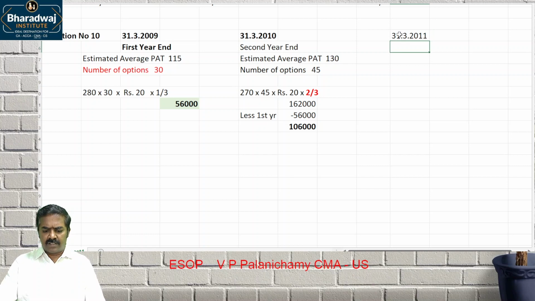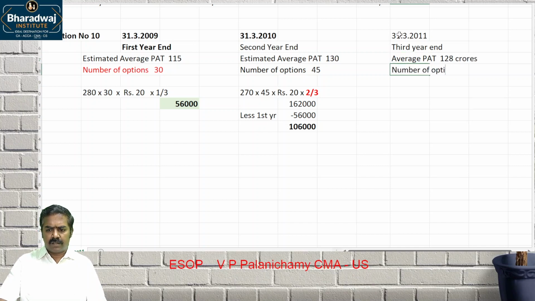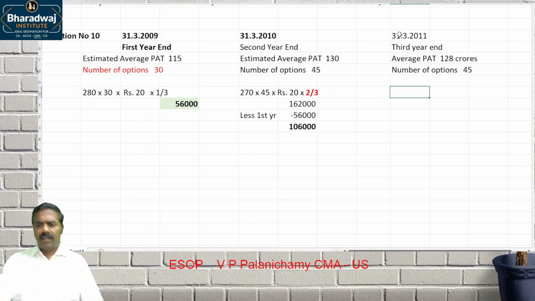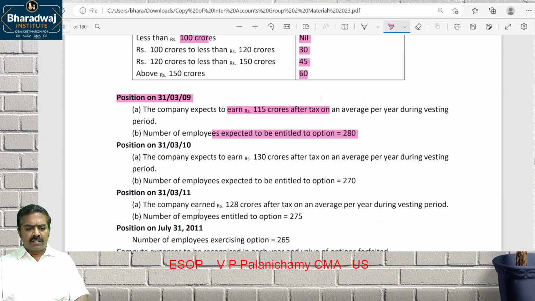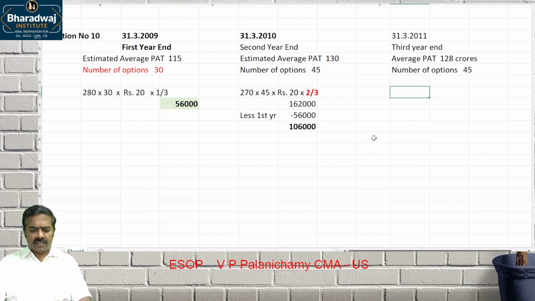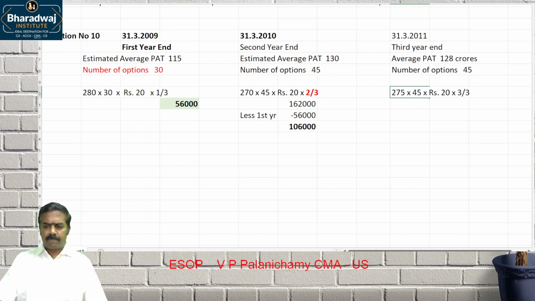31/3/2011. That is third year end. Okay, what is the average profit given? Actual is known to us. 128 crores. So number of options will be 45. How many employees are there on this date? 275 employees are on this date. 275 employees into 45 into 20 rupees per option into 3 by 3, 2,47,500.